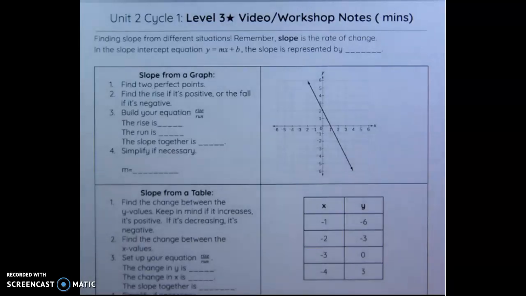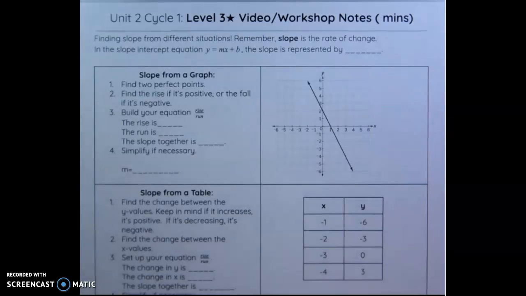This is Unit 2, Cycle 1, Level 3 Star, video and workshop notes. If you go to the workshop, it'll be the same thing as this video. So we're still working on finding slope from different situations. Remember, slope is the rate of change.